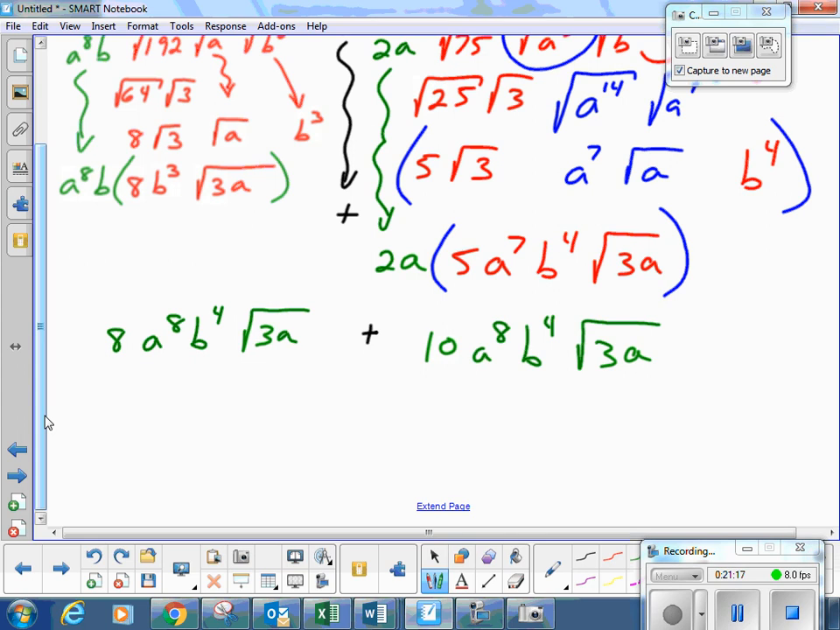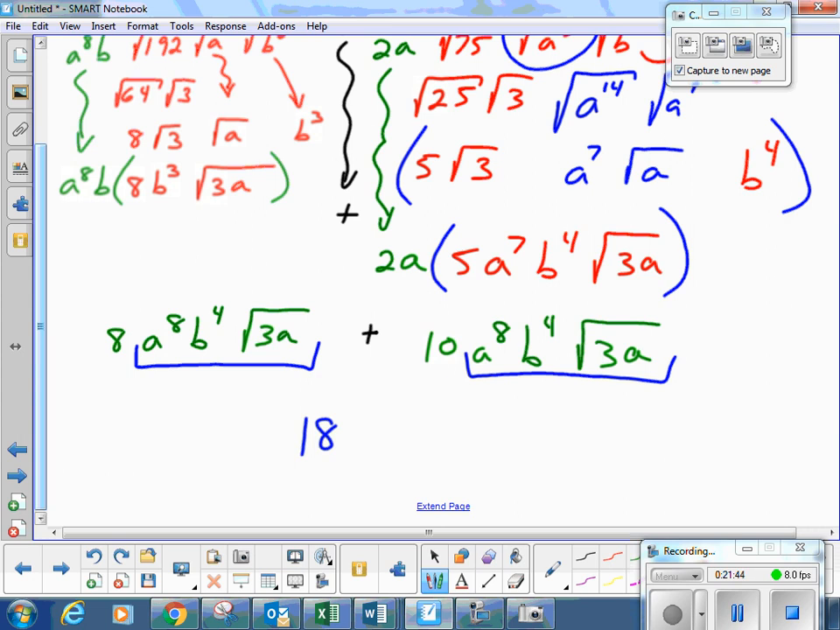Well, what I see on the left-hand side is 8 of these things, I'm talking about 8, a to the 8th, b to the 4th, radical 3a's. I've got 8 of those. On the right-hand side, I've got 10 of these things, and these things are a to the 8th, b to the 4th, radical 3a's. In fact, they're both the same things. I've got 8 of these plus 10 more of the same things. So altogether, I've got 18 of these things.